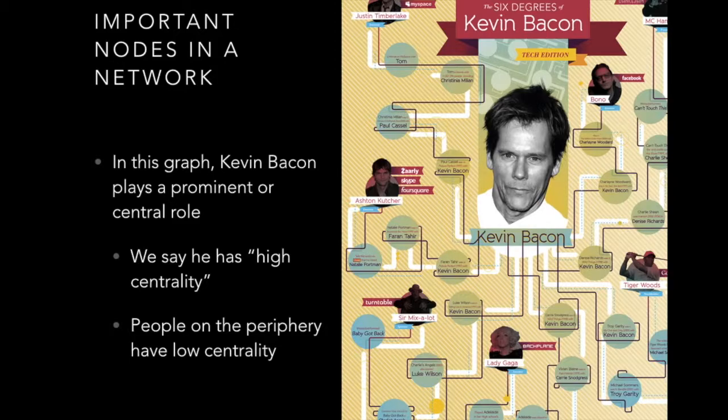So we say that Kevin Bacon has high centrality, where centrality is this property of being critical to the network, and people on the periphery of your network, or people that are not connected to very many others, you would say have low centrality. Now we'll use this idea of centrality to characterize networks and to identify authoritative users when we start to look at our own networks.